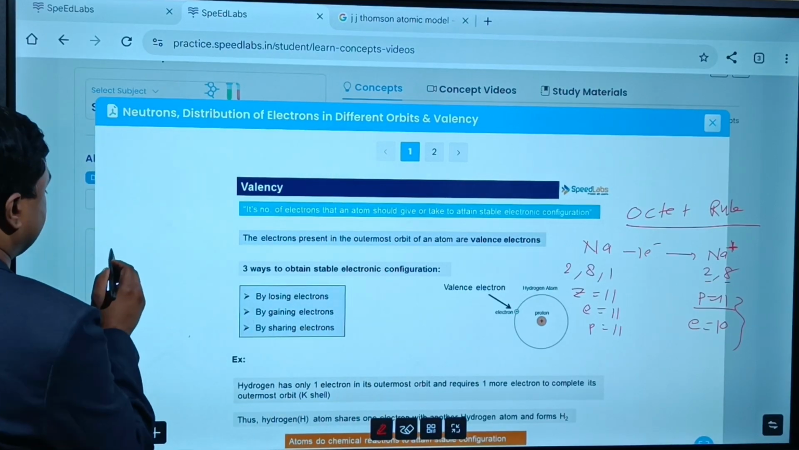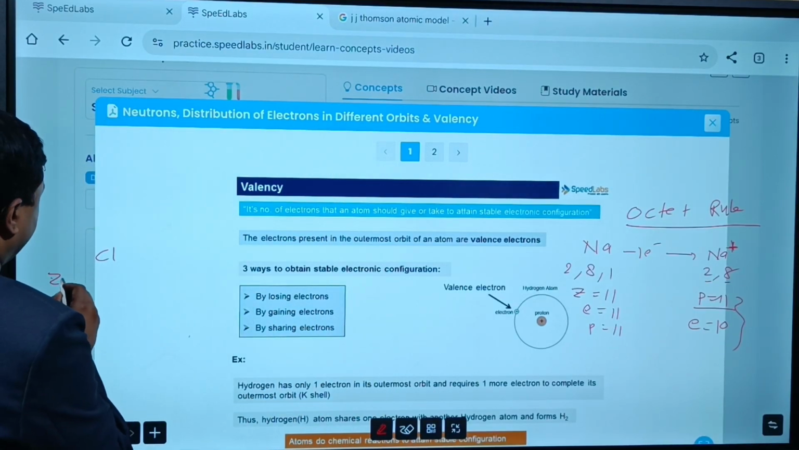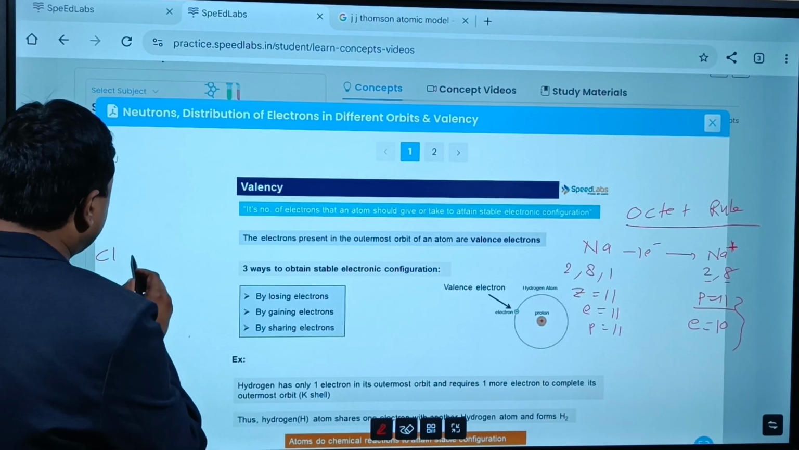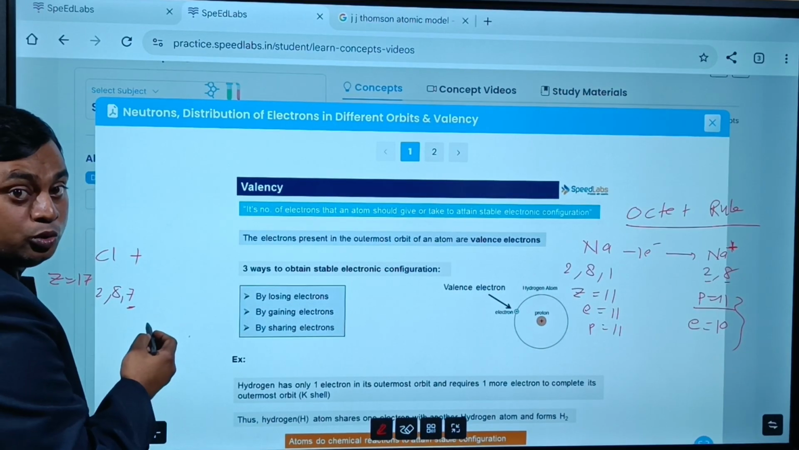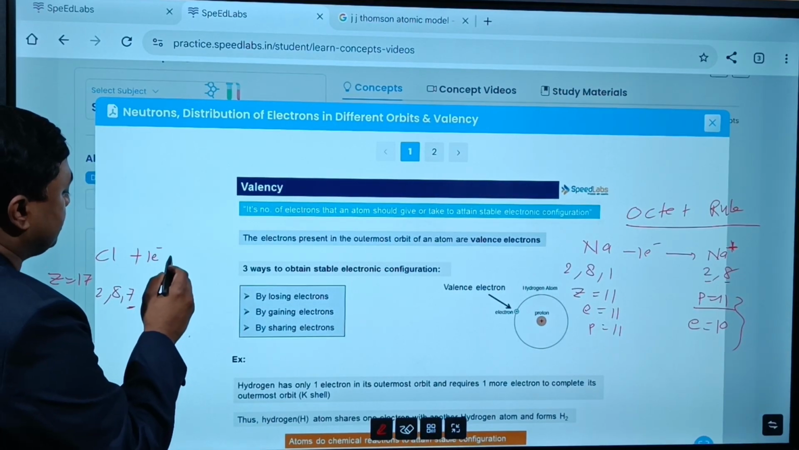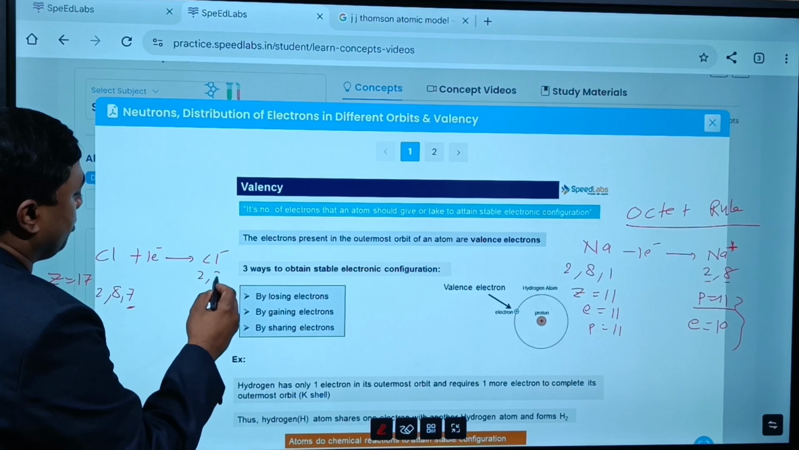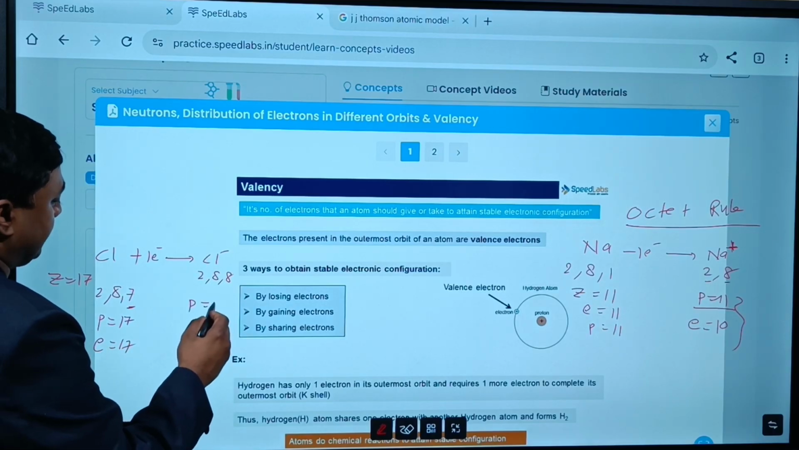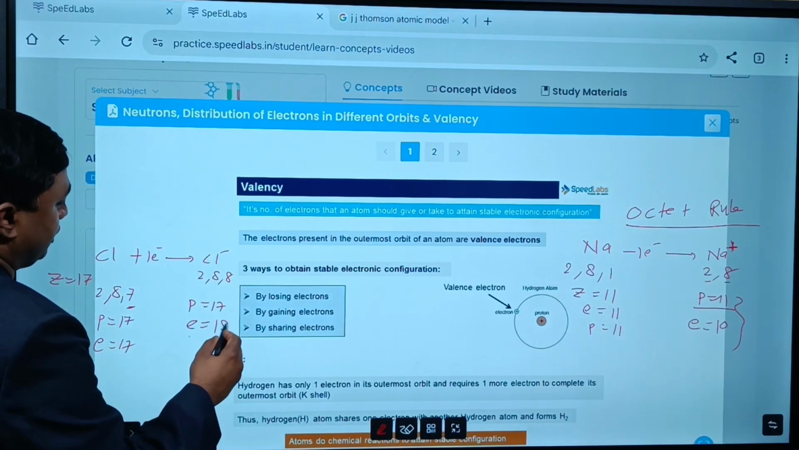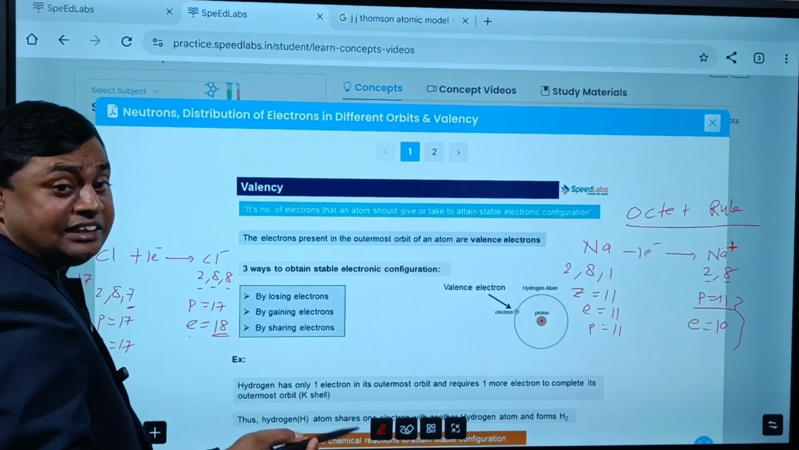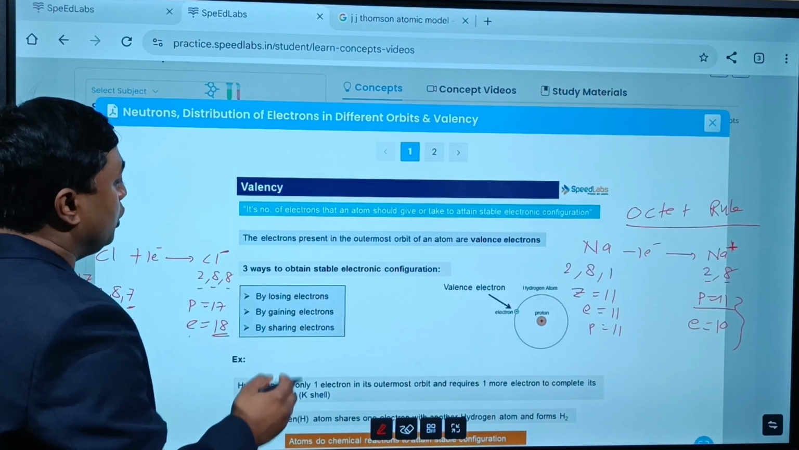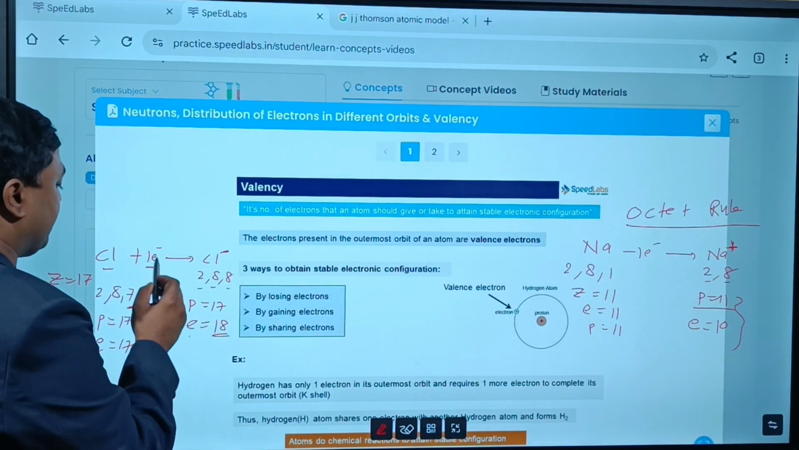Similarly, we talk about chlorine. Chlorine atomic number is what? 17. It has 17 electrons, 17 protons, 2, 8, 7. So to become stable, it should have 8 electrons in the valence shell. So it will gain 1 electron. Once it gains 1 electron, it becomes Cl minus, 2, 8, 8. Why? Because here it has no charge, as it has 17 protons and 17 electrons. Whereas here proton is 17, but electron is how much? 18. 2 plus 8 plus 8, 18 electrons. As it has one extra electron, to show the presence of the extra electron, we write minus 1. Is it clear?